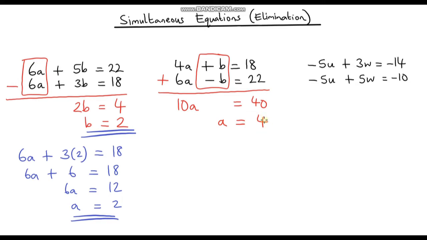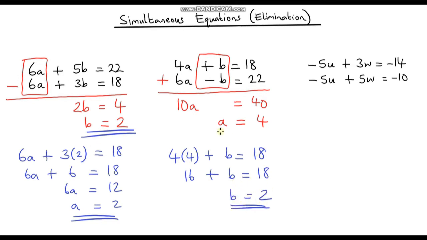So we've got our value for a. Let's substitute that back into our top equation to work out the value for b. So we've got 4a, and we know that a is 4, so it's going to be 4 times 4 plus b equals 18. Well, 4 times 4 is 16, so 16 plus b equals 18. And now subtract 16 from both sides, we get b is equal to 2. So our solutions are a equals 4 and b equals 2.